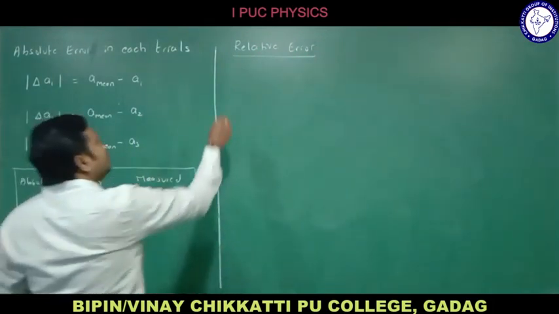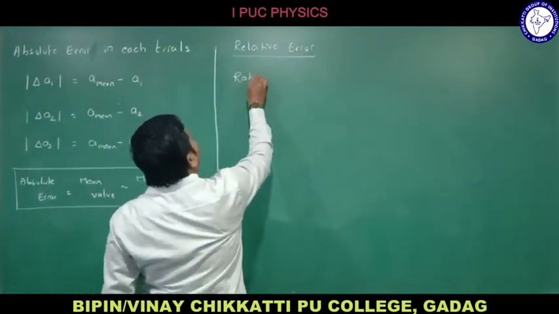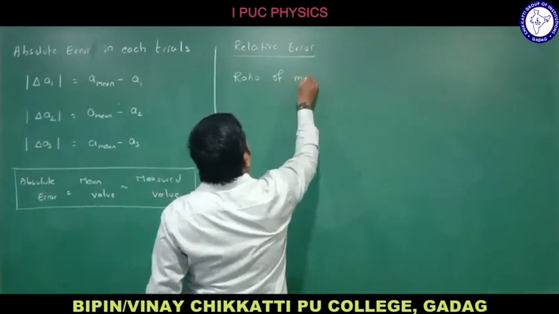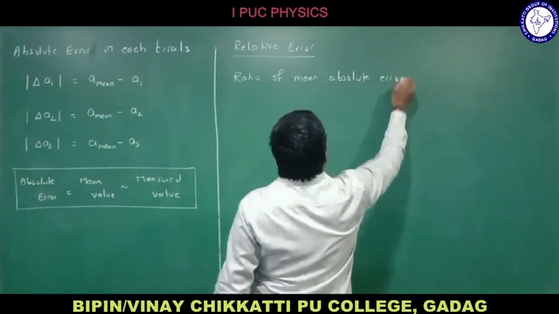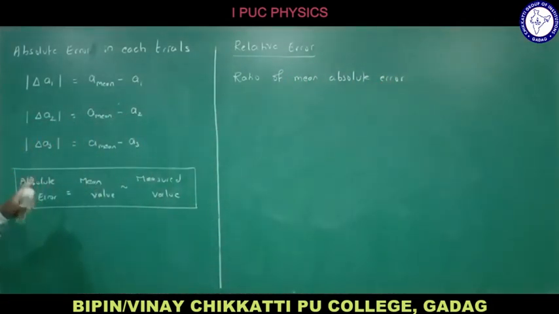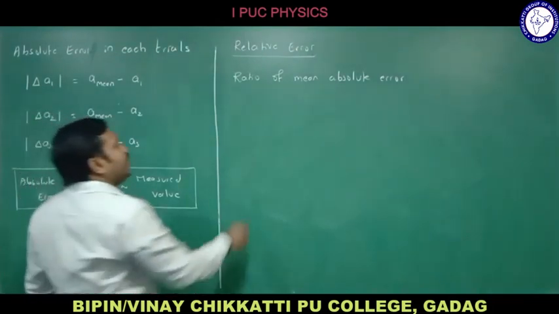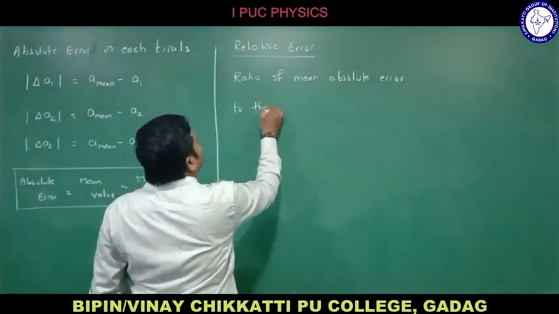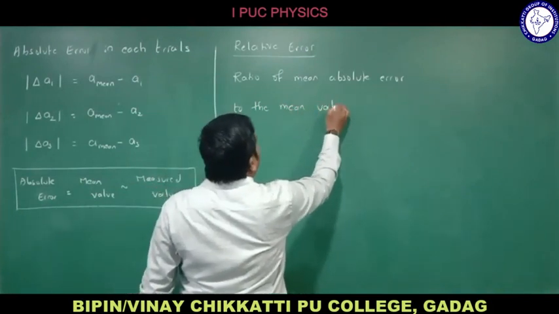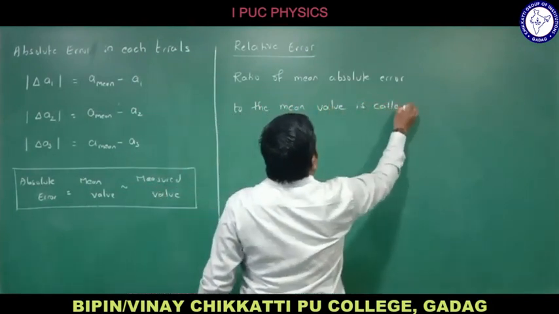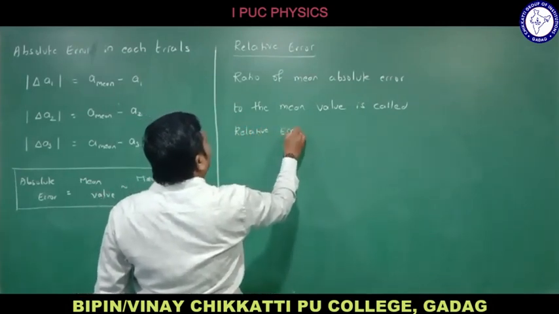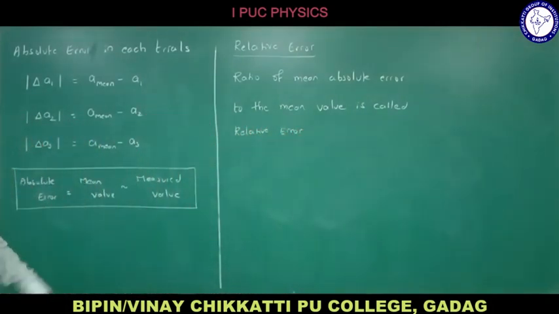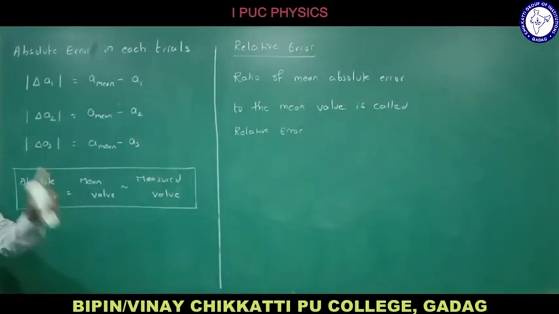Relative error, it is the ratio. Do you remember? Relative error is always a ratio. It is the ratio of mean absolute error to the mean value, and that is called relative error. Simple. Do remember. What is a relative error? Relative error is the ratio of mean absolute error to the mean value, right?